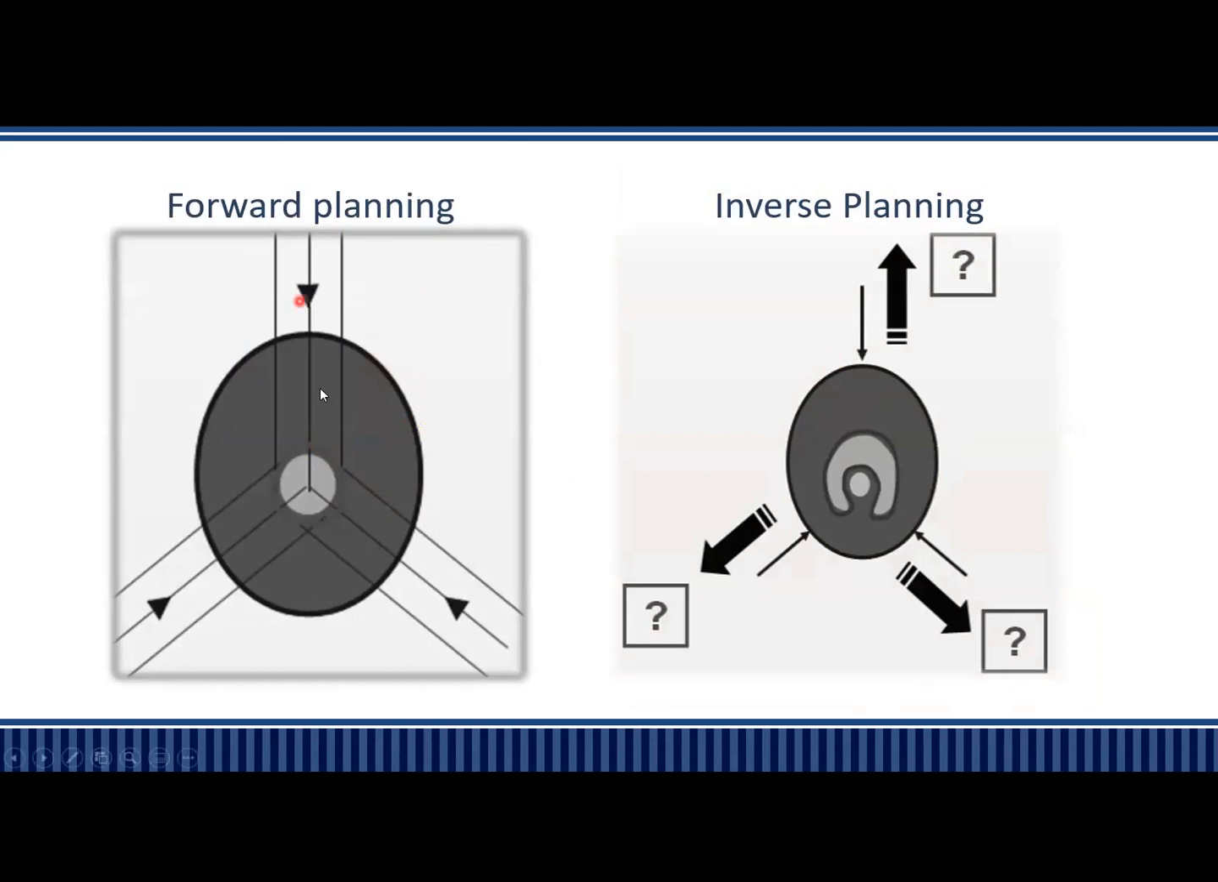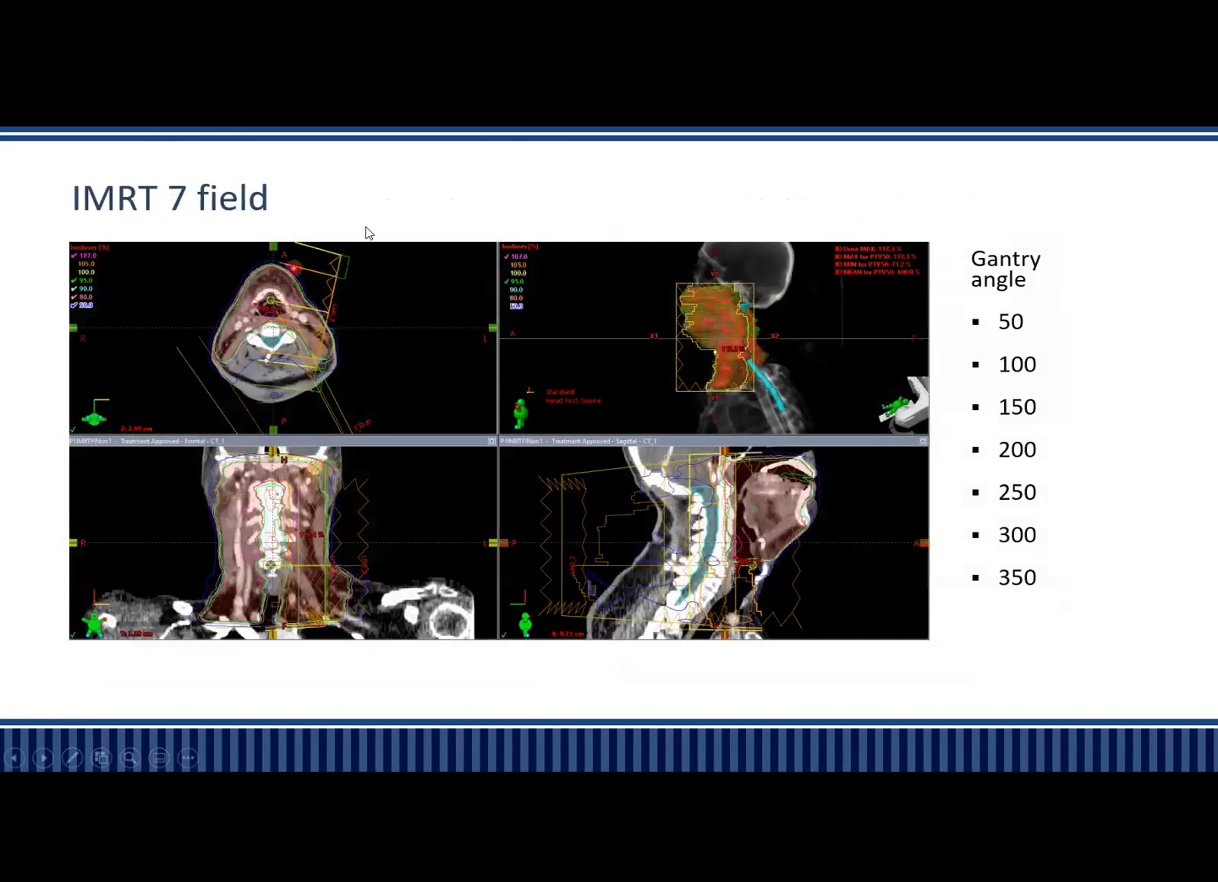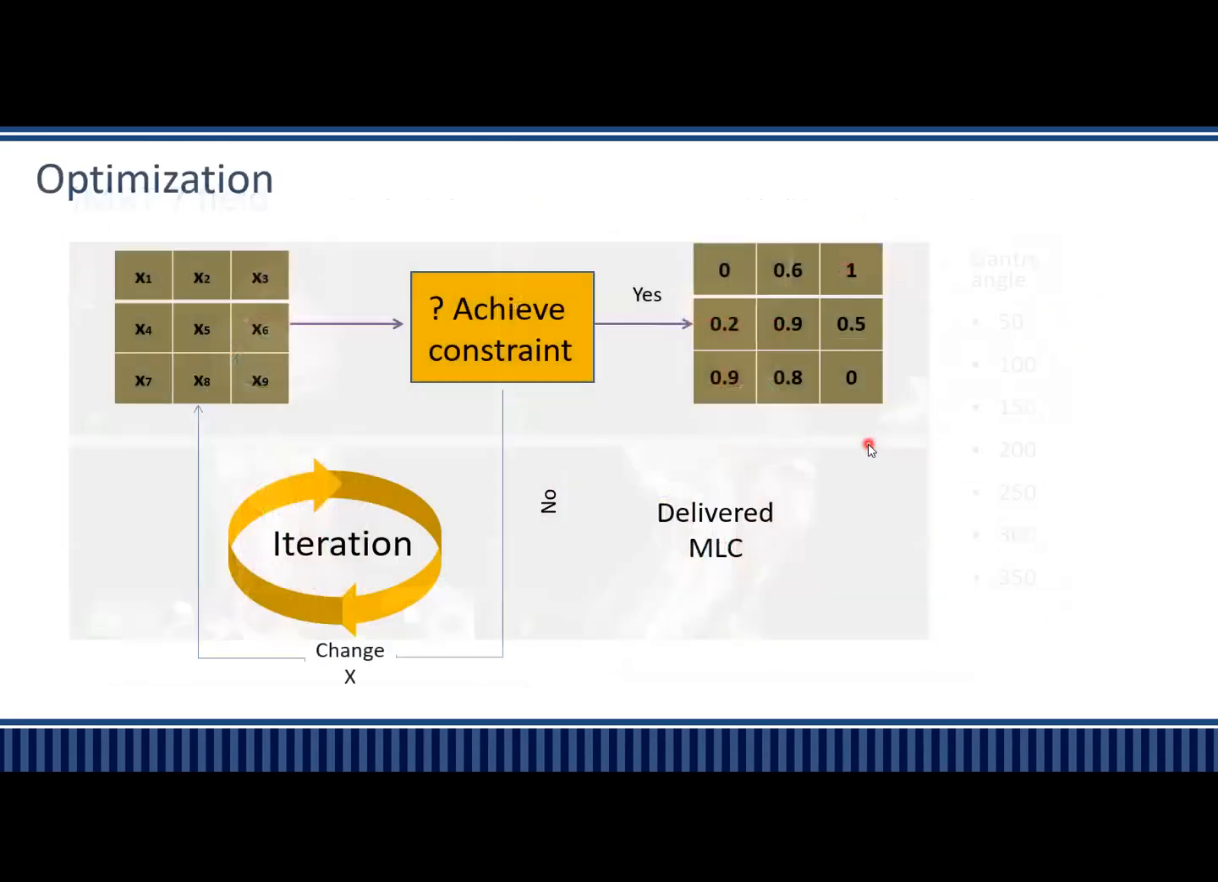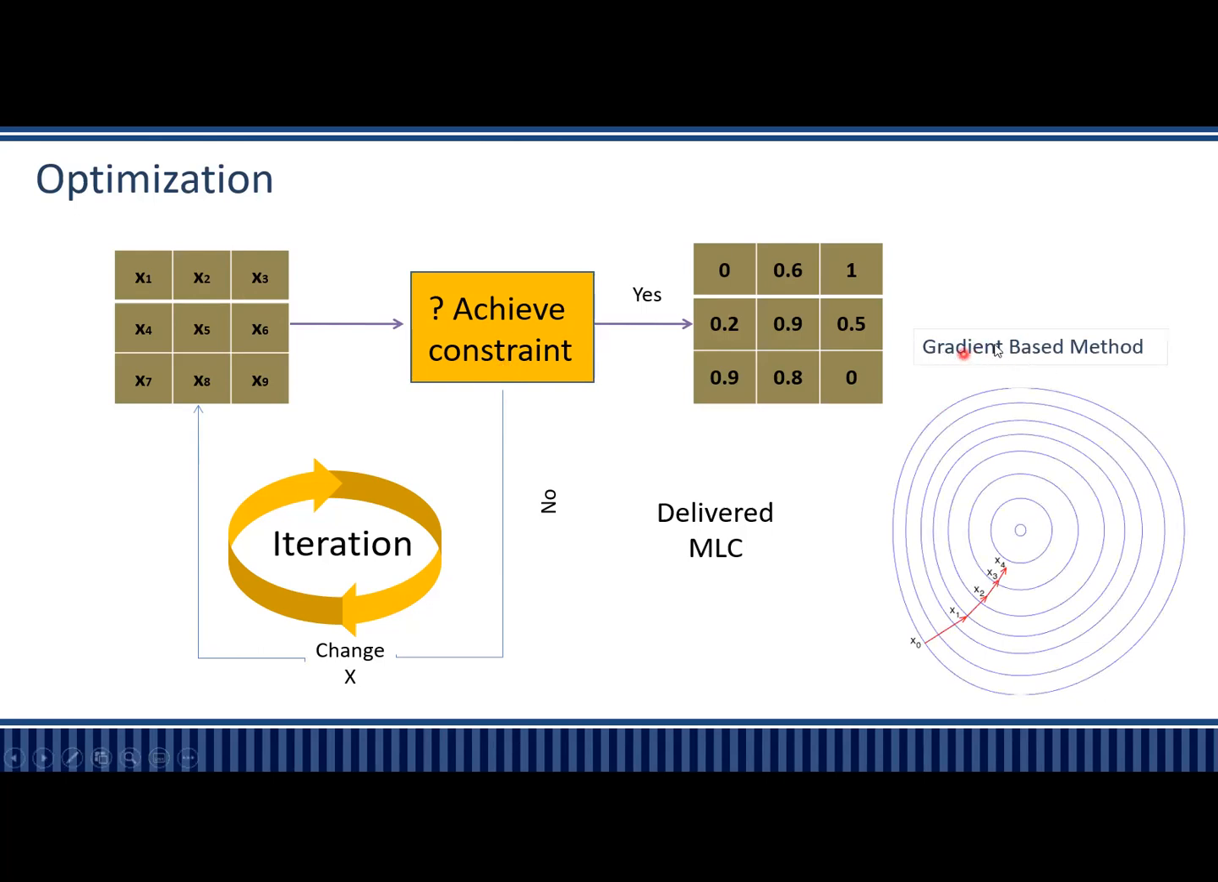So forward planning is simply putting the fields and optimizing with the weightage or beam modifiers. With inverse planning, you have to give the constraints to the optimizer and it will give the results. So typically for IMRT, 7 fields, these angles are used mostly, and odd numbers are better. Optimization is a kind of mathematics, simply grids filled according to constraints. The optimizer tries to get the solution, and if the solution is not correct, then iteration will continue. In Eclipse, for IMRT, they are using the gradient-based method.